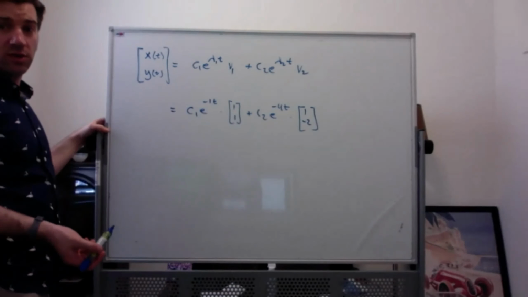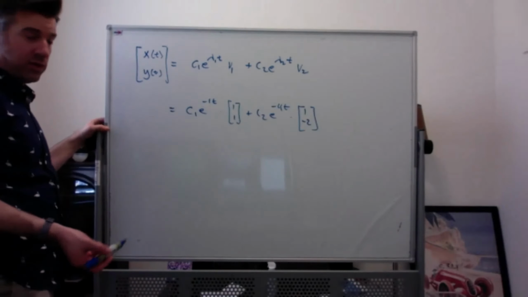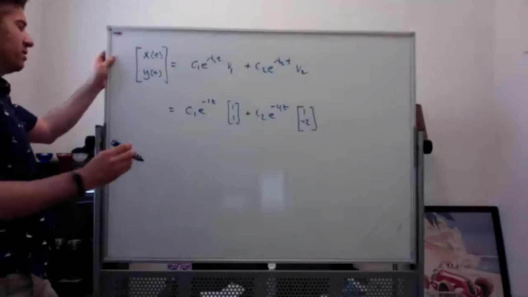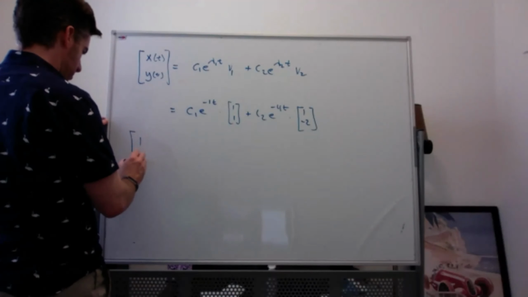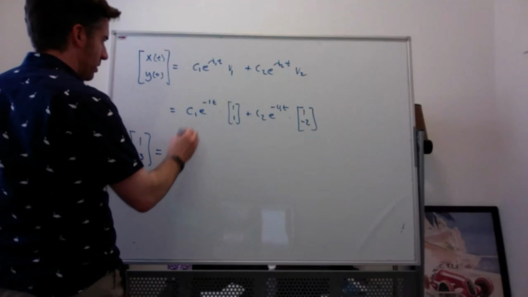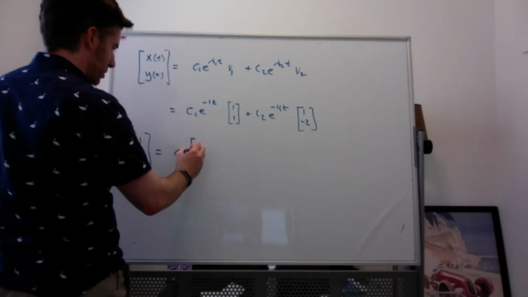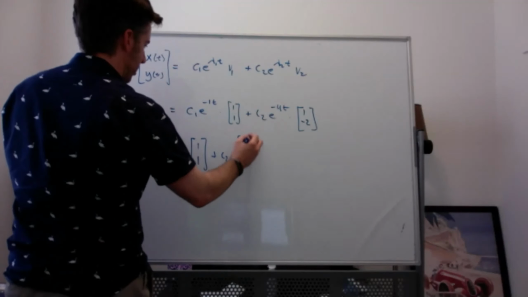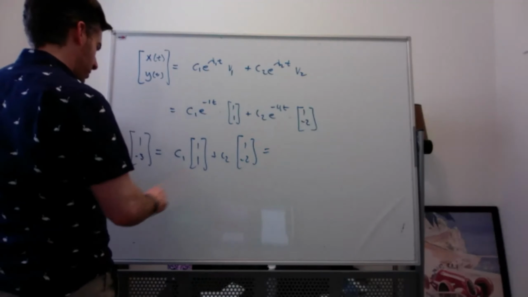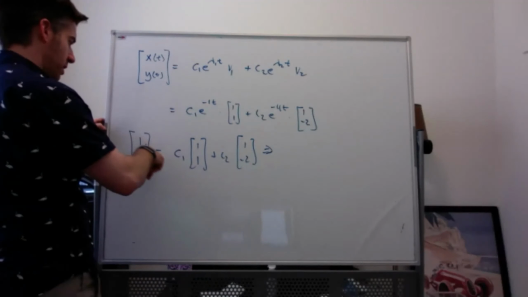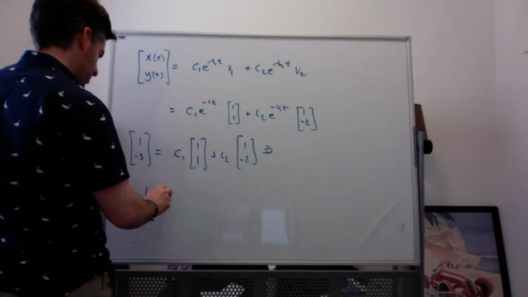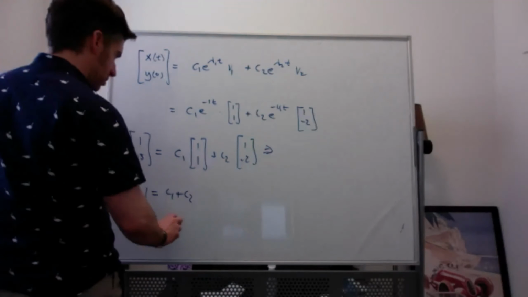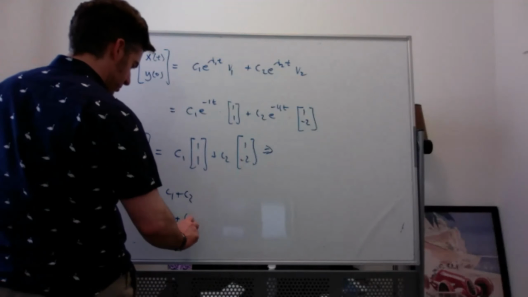And then we could use the initial conditions to solve for C1 and C2 if we wanted to. So with our initial conditions, which were 1 and -3, that's going to equal C1 e^0 times (1, 1), plus C2 e^0 times (1, -2). We're going to end up with 1 equal to C1 plus C2, and -3 equal to C1 plus -2C2.